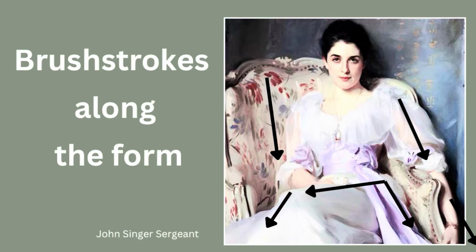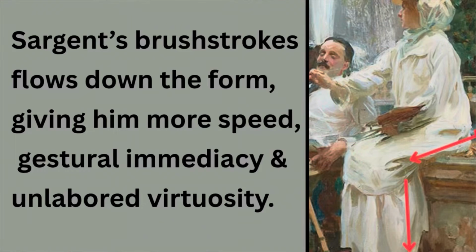The second type of brushstroke is along the form. These strokes are gestural, swift, and energetic, which makes the subject appear more fluid, elegant, weightless, and spontaneous. This approach was practiced by Sargent, Zorn, Sorolla, and Cecilia Beaux, and many others.